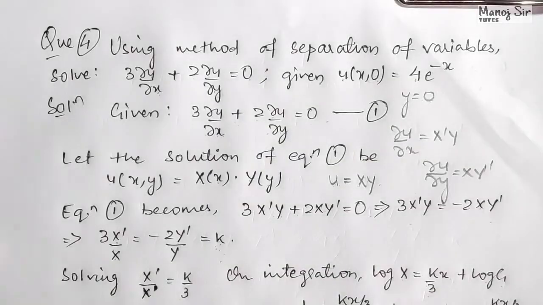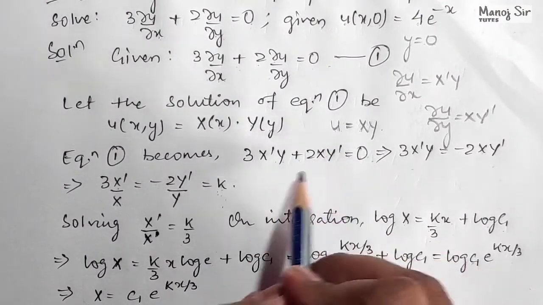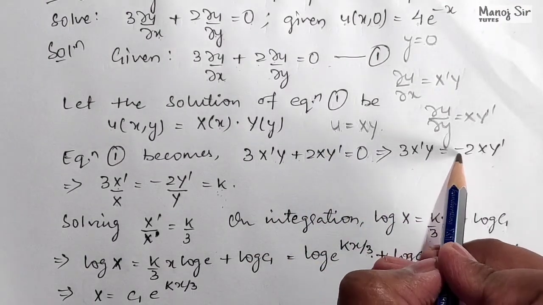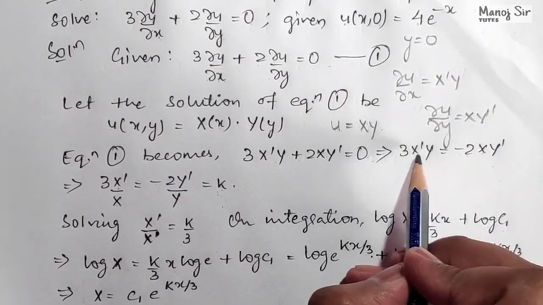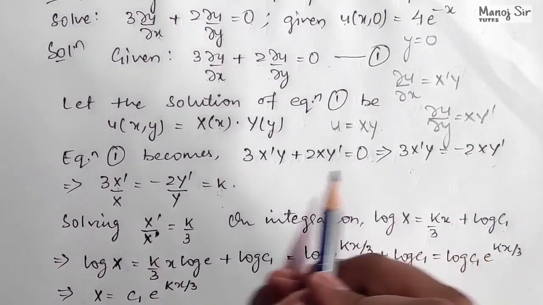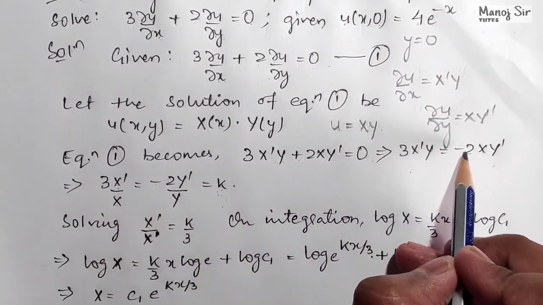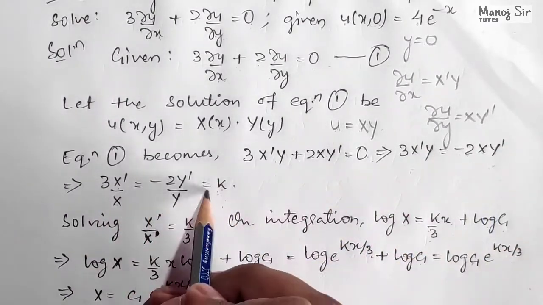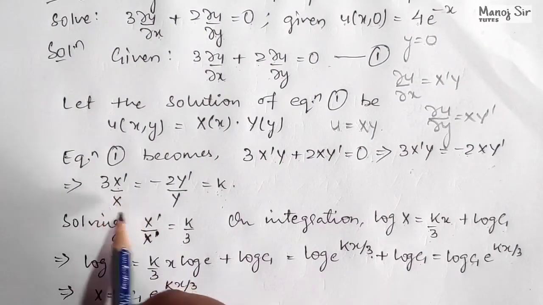Okay, so now take this to the right hand side. This will become 3 into X dash Y equals to minus 2 X Y dash. Now we will go for separation of variables. So we'll take this Y to the left hand side and X to the right hand side. This will become 3 into X dash upon X equals to minus 2 Y dash upon Y equals to the same constant k. Now we need to find the values of X and Y.